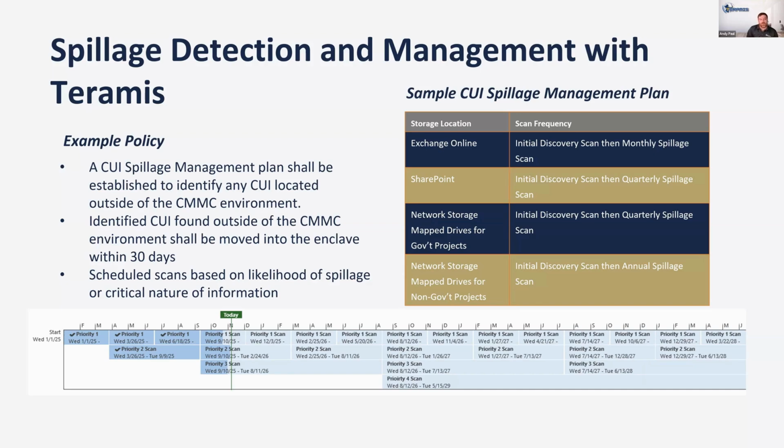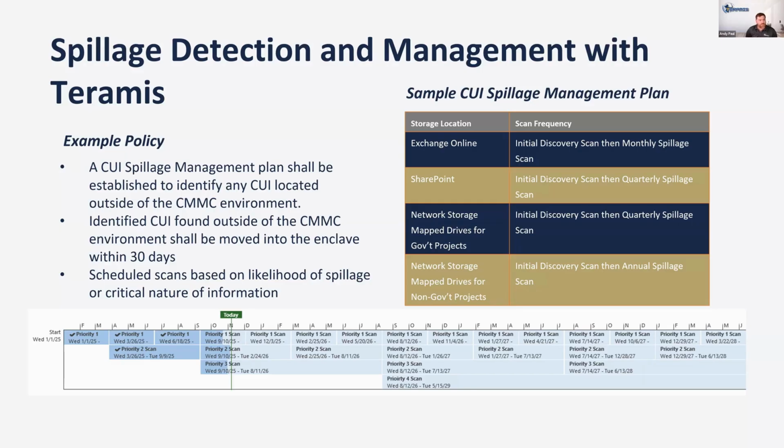Then maybe the other email addresses we don't need to scan as much because they're a lot lower likelihood. Maybe some network storage drives not associated with government projects, we want to scan that stuff annually. But SharePoint sites associated with the commercial side of one of those projects, we might want to scan more frequently. It allows us to set up a robust spillage management plan that's custom tailored to each business, so that they're really managing this accordingly.